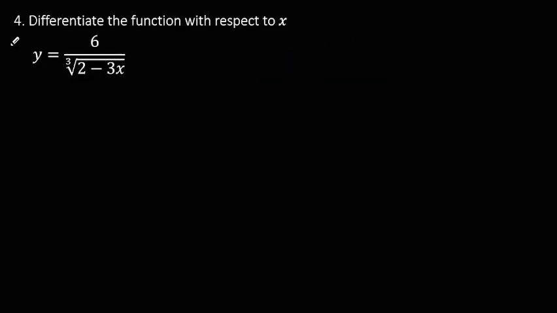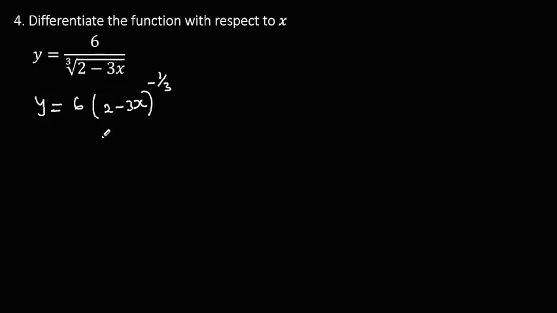We have our final example, and we are told to differentiate the function with respect to x. This composite function, for us to differentiate, we need to use the laws of indices to make some adjustments. And we are going to apply two laws of indices here. One is the fractional power law and the other is the negative power law. And that is going to give us y is equal to 6 into bracket 2 minus 3x, into bracket, raised to the power of negative a third.